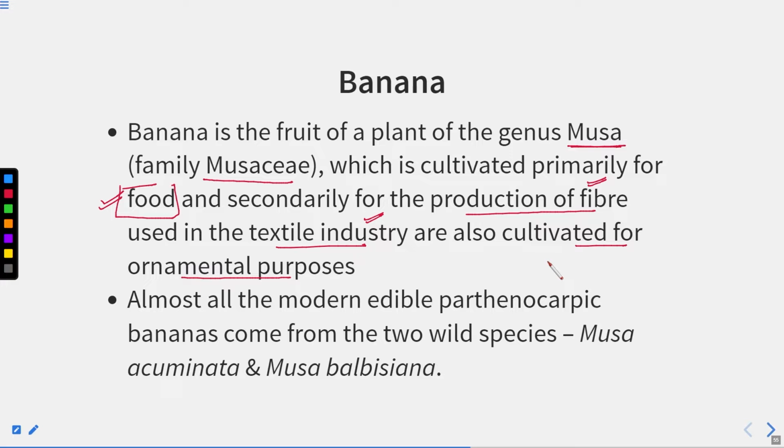Okay, and I must tell you that each and every part of the banana is very useful, whether it is the stem, the root, the leaf, flower or fruit, all the parts of banana are useful.